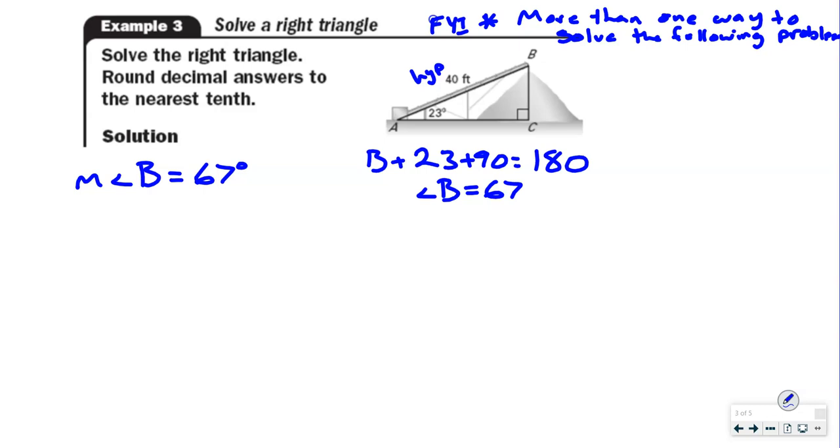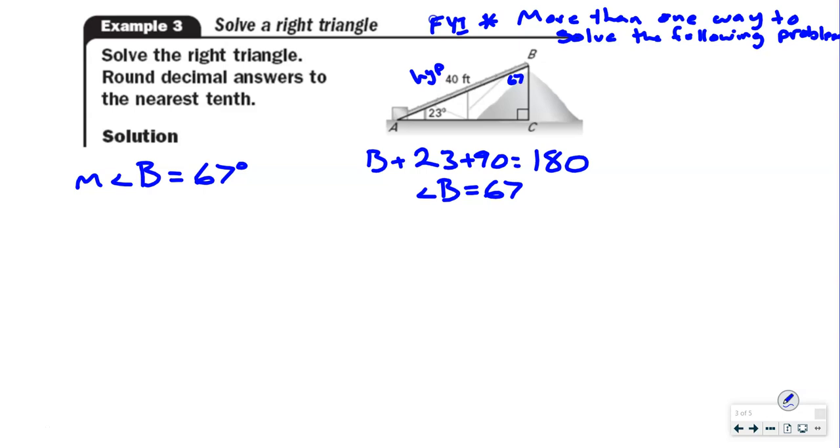I also could have used one of the inverse ratios once I found one of the sides. So I would have had to find one of the sides. Use the two sides with one of our inverse ratios to find angle B, and it would have given us 67. But we do need to find those other sides. I know this is 67 now.